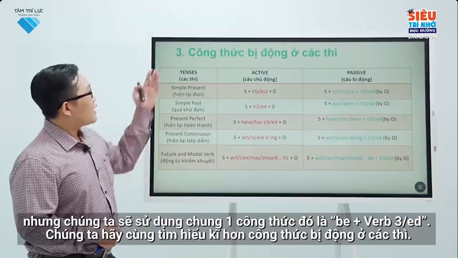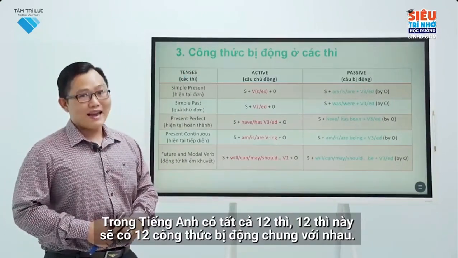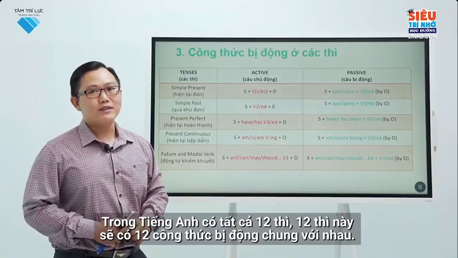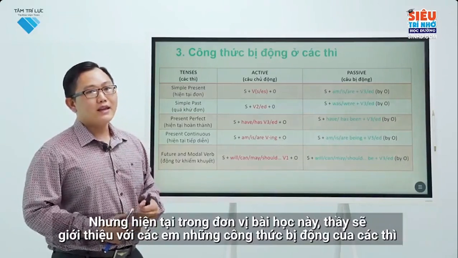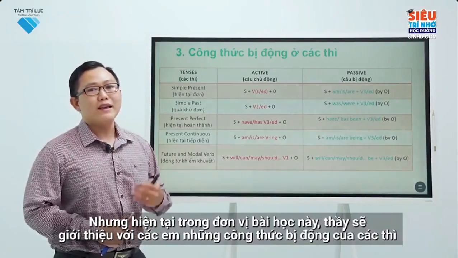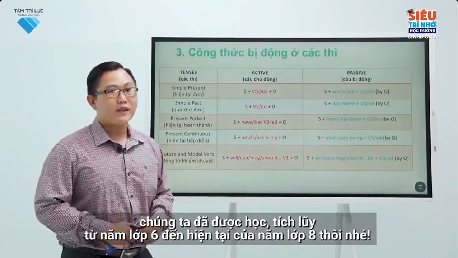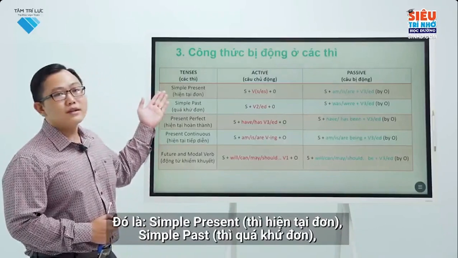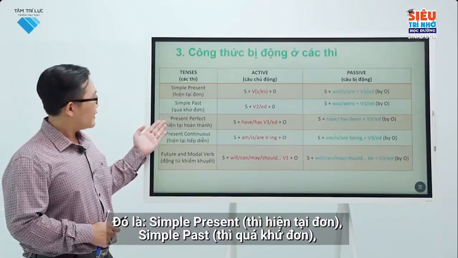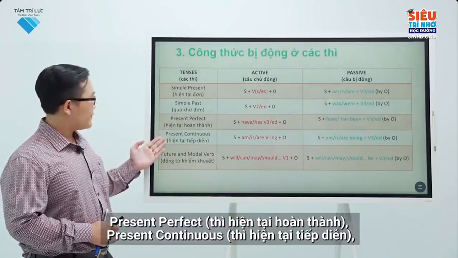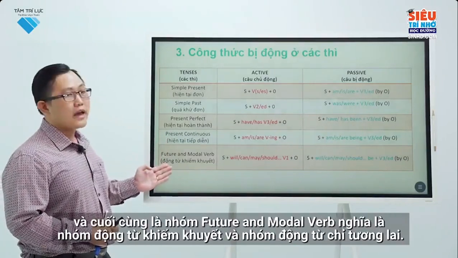Let's take a closer look at passive formulas in some tenses. In English, there are 12 tenses. These 12 tenses have 12 passive formulas together. But in this lesson, I will tell you the passive formulas of tenses we have learned from grade 6 to grade 8 only. They are simple present, simple past, present perfect, present continuous, and future and modal verb.